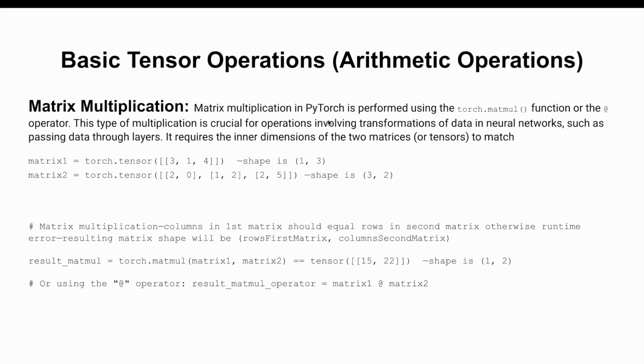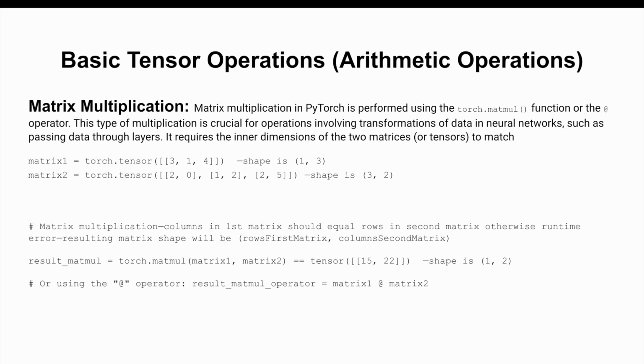Matrix multiplication in PyTorch is performed using the torch.matmul function, or the @ operator, like when you say at gmail.com, the at operator. This type of multiplication is crucial for operations involving transformations of data in neural networks, such as passing data through layers. So it's very important.